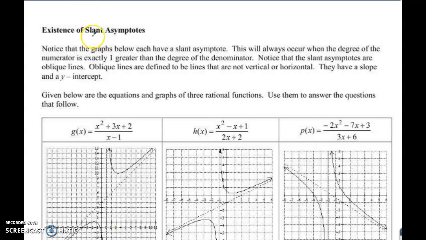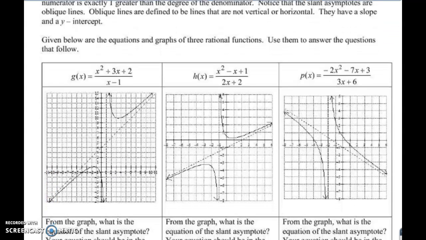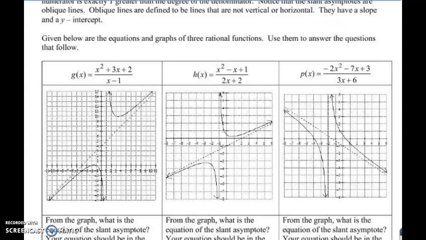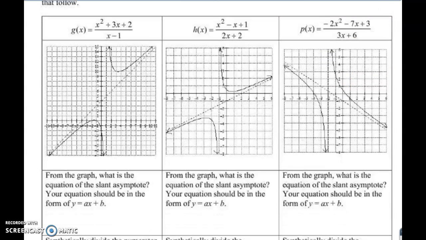Alright, we're going to finish up slant asymptotes with section 3 pre-calc. And what you'll notice is in order to have a slant asymptote, at least for our purposes, we are going to have no horizontal asymptote. And how do you get no horizontal asymptote? If it's bigger on top, the exponent is bigger on top, there's no horizontal asymptote. So that's what you're seeing in all of these.